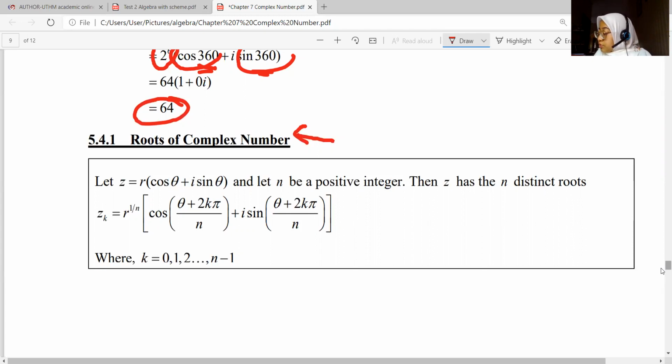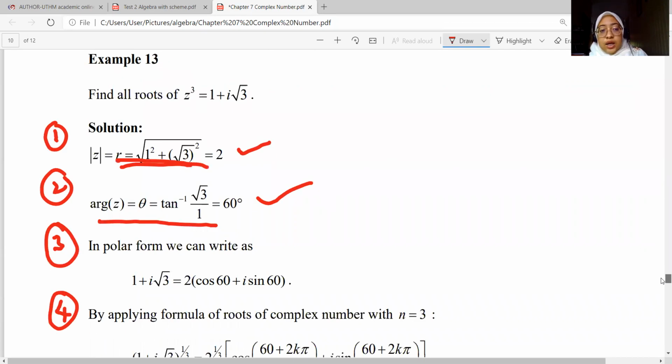Okay, dekat sini saya nak tukar sikit, z1 over n is equal to r1 over n times cos theta plus 2k pi over n, and then i sin theta plus 2k pi over n. What is k? k is starting from 0, 1, 2 until n minus 1.